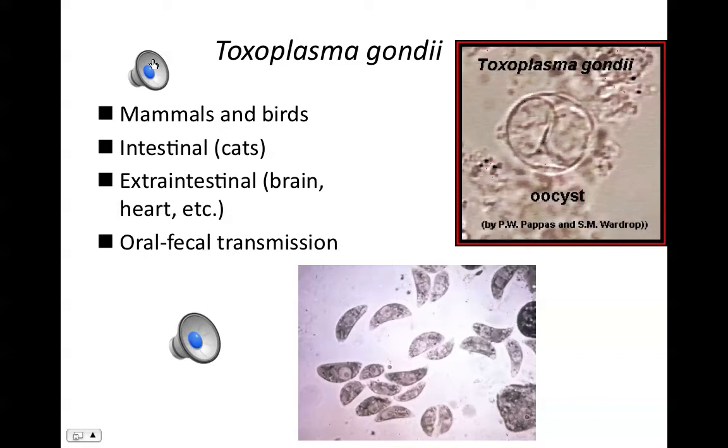Toxoplasma gondii can infect mammals and birds. It has no unique motility structures, and in fact, is transmitted through an oral fecal route of transmission. Once inside the intestine, the organism migrates through body fluids to the brain and the heart.